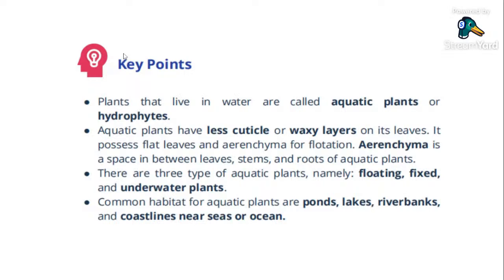So these are the key points. Plants that live in water are called aquatic plants or hydrophytes. Then aquatic plants have less cuticle or waxy layers on its leaf. It possesses flat leaves and aerenchyma or flotation. Aerenchyma is a space in between leaves, stems, and roots of aquatic plants. Then there are three types of aquatic plants, namely the floating, fixed, and underwater plants. Common habitats for aquatic plants are ponds, lakes, rivers, river banks, and coastline near seas and oceans.